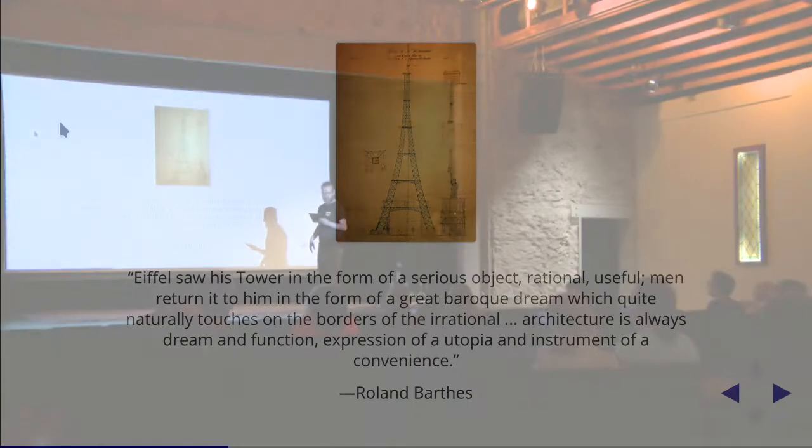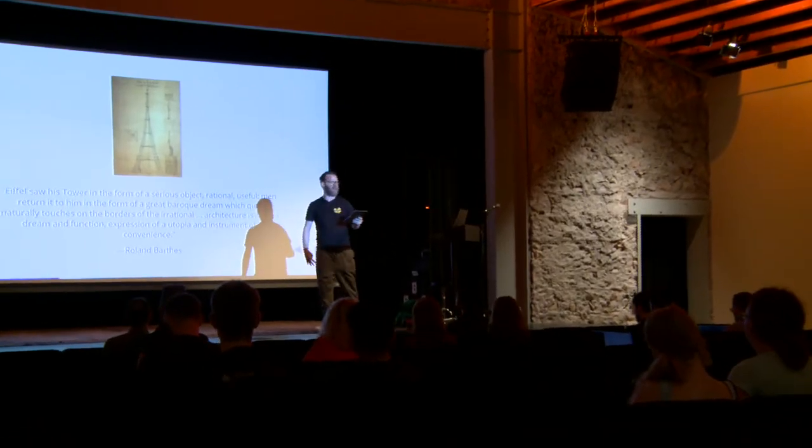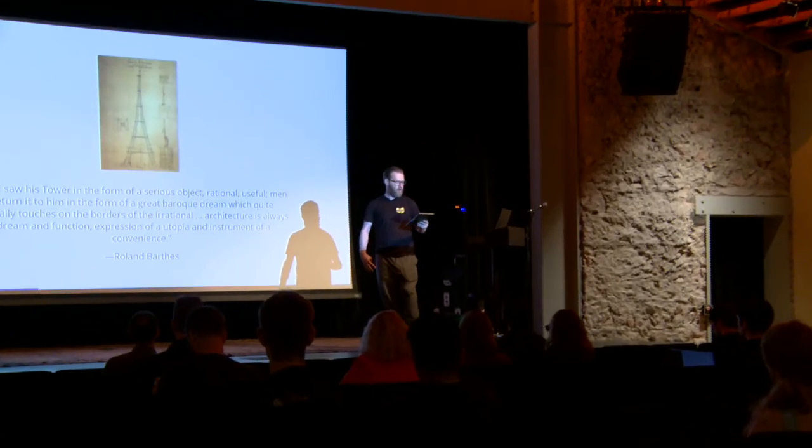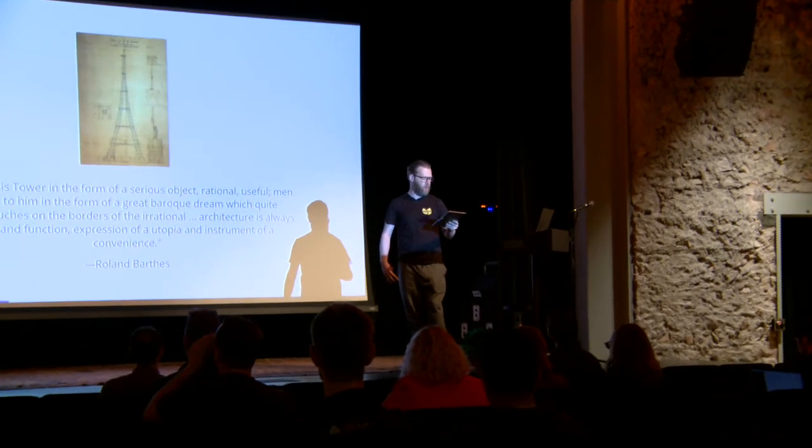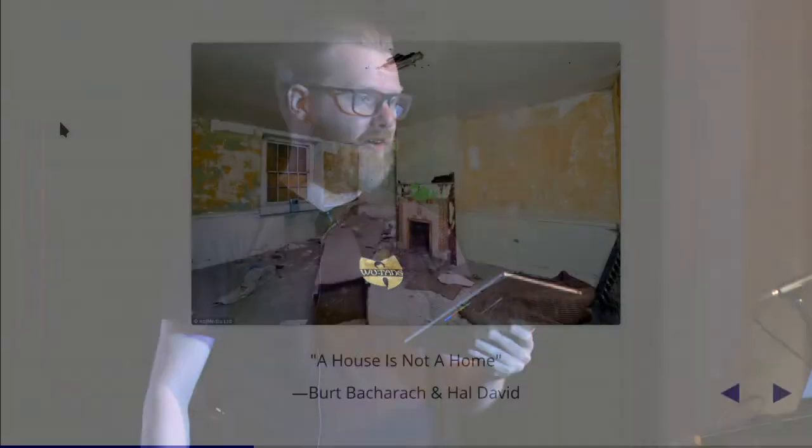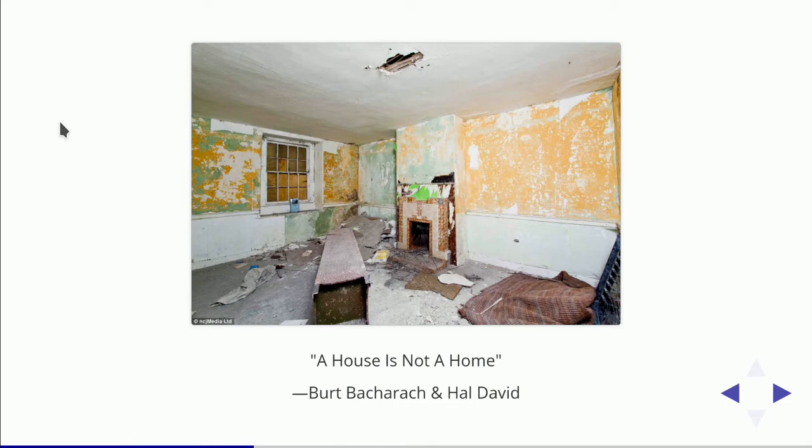To put the same point more simply, architecture is always an expression of a future that can be or could have been. It's the materialization of common ideals. Architecture is what Aristotle called an ethos, which literally means accustomed or lived space. Aristotle's great successors, Burt Beckerett and Holt David, translated this ancient word into an easy-to-understand fact, namely that a house is not a home.